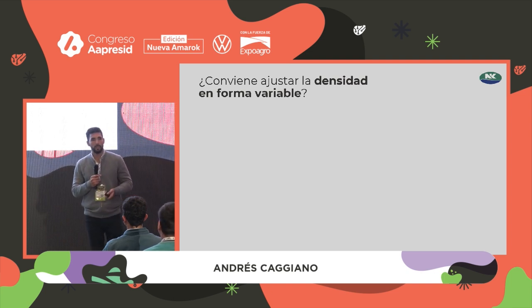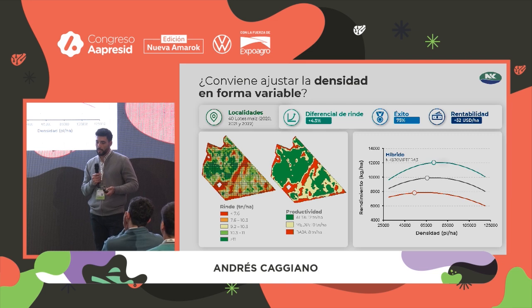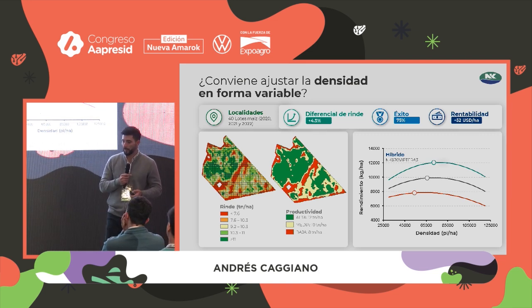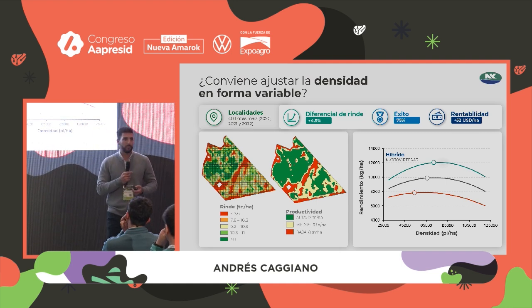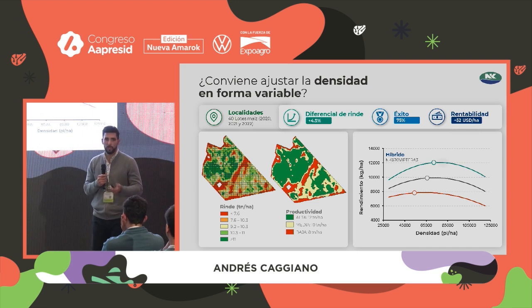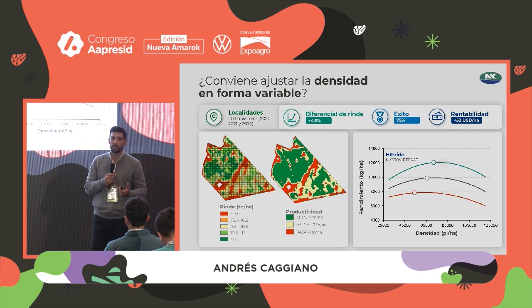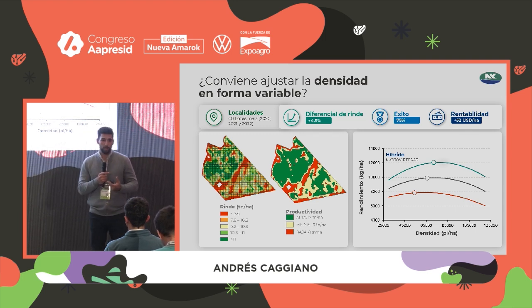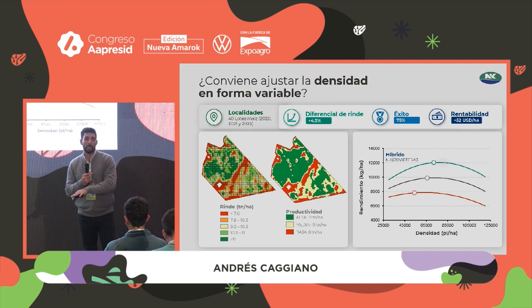Should one adjust density in a variable way? We have been working with different apps for the application of inputs. For the past 3 years, we planted 40 lots, and the differential in the yield is 3.4%. The variable lots compared to the fixed lots, we get a yield difference of 4.5% with a success rate of 75% and a profitability of additional $52 per hectare. So we have the possibility of using variable adjustment of density.